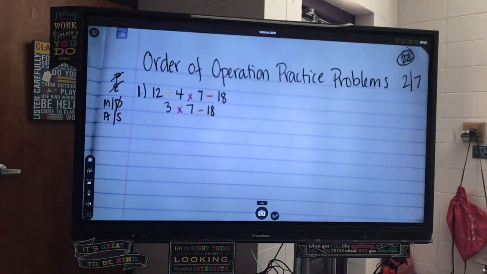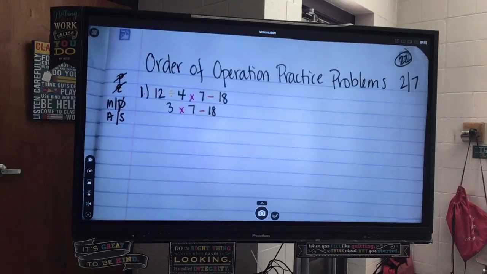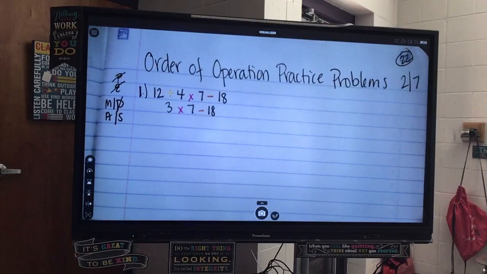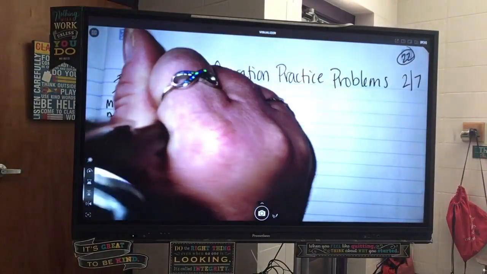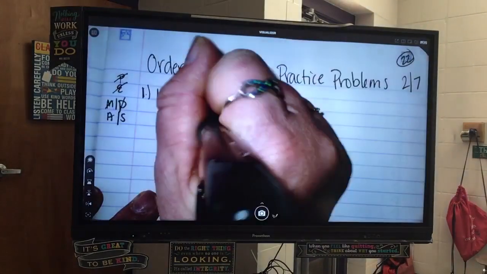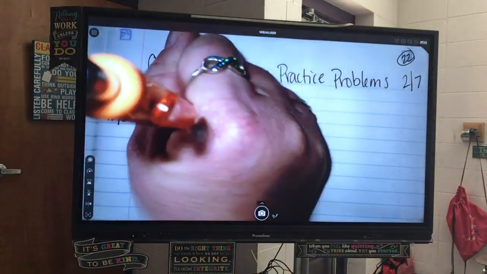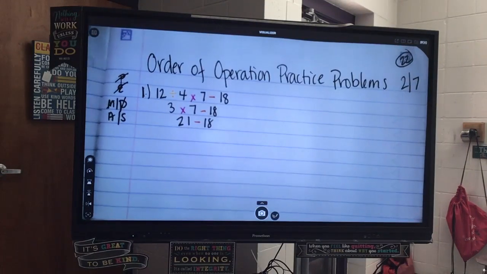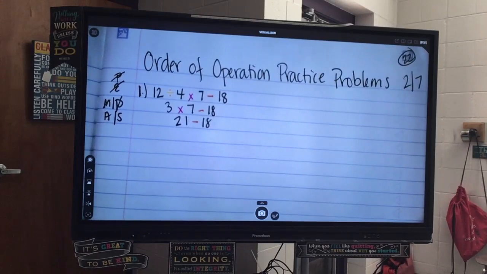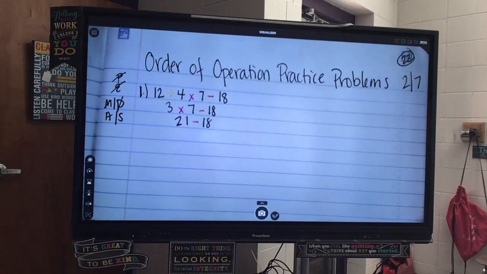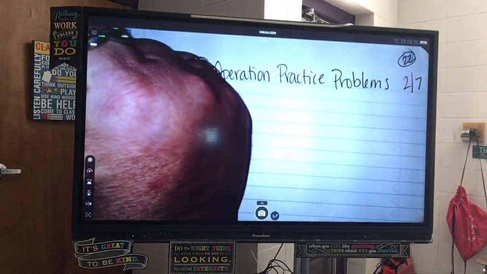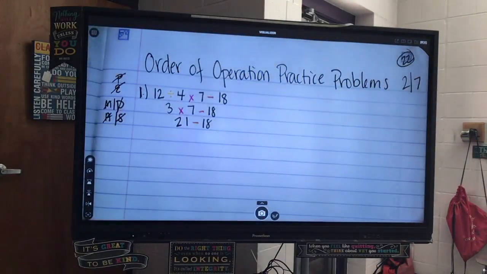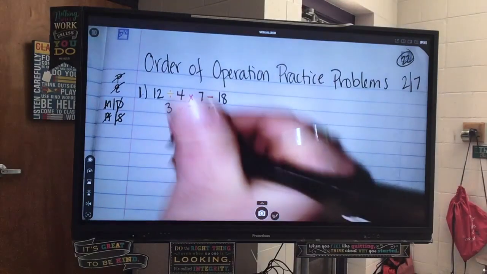All right, and then we know we're doing multiplication. So we're going to do 3 times 7. Raise your hand and tell me, what is 3 times 7? 21. All right, and then we bring down our minus 18. Now, what is the next thing we're looking for? We've gone through parentheses, exponents, multiplication and division. Addition or subtraction. Okay, and what do we have? Subtraction. We don't have any addition, and then obviously we have subtraction. What is 21 minus 18? 3. So 3 is our answer.